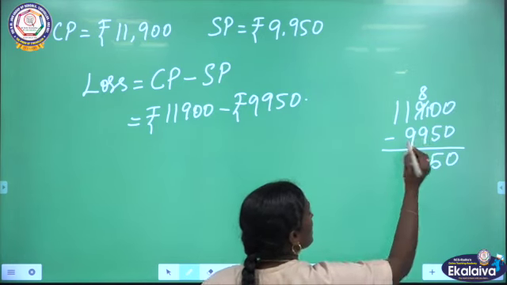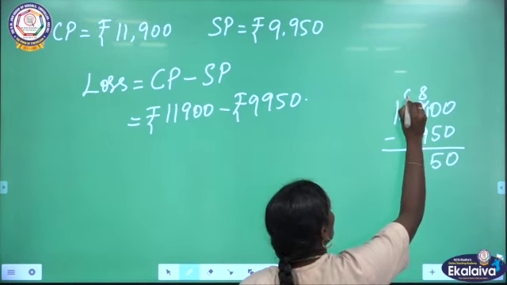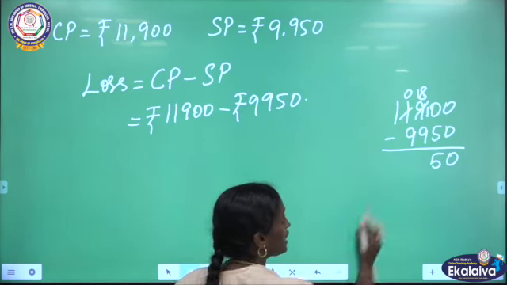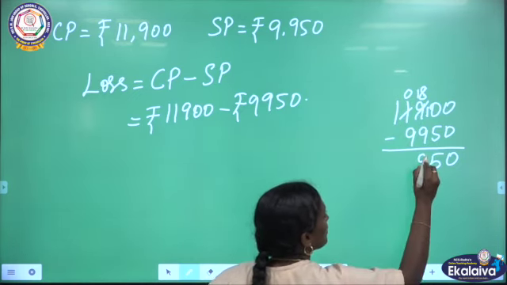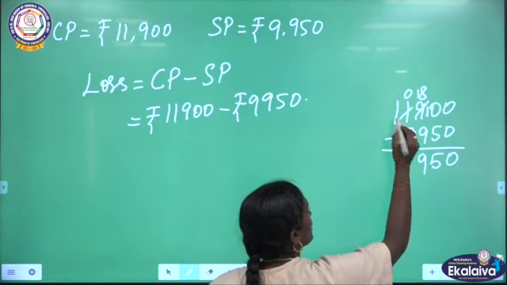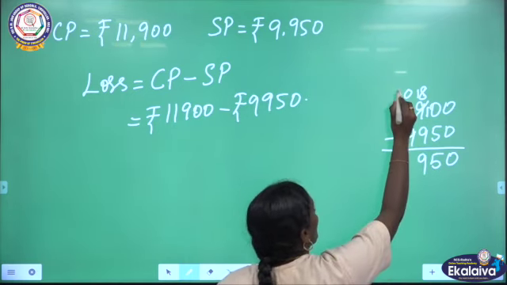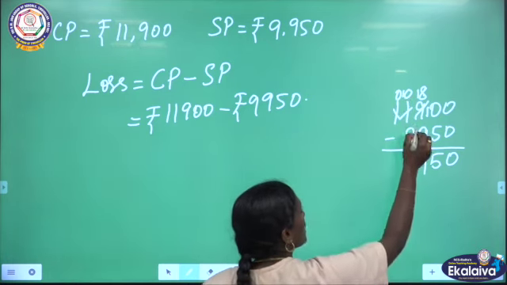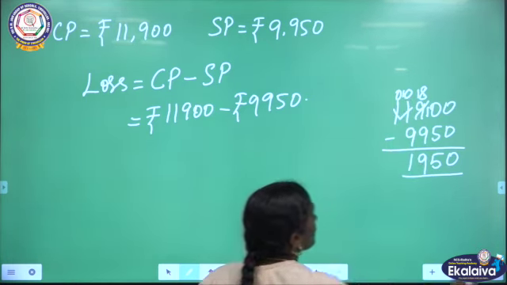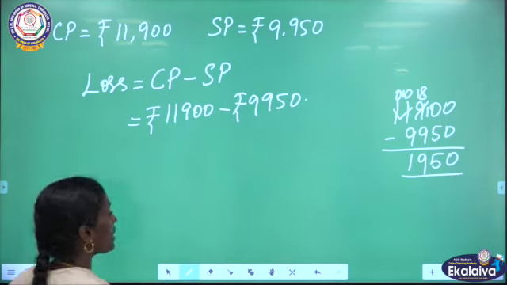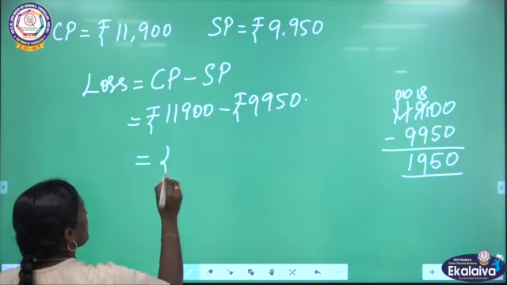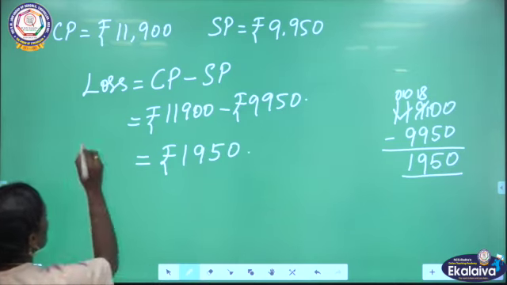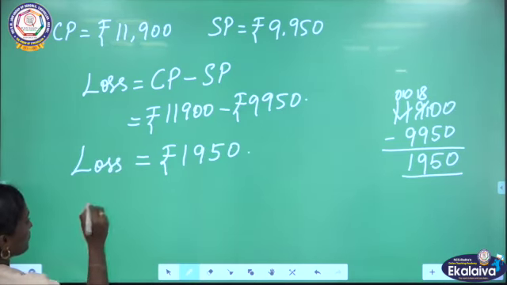Here 8 minus 9 we can't do the subtraction, so we have to borrow from 1. 1 will become 0, 8 will become 18. 18 minus 9, 9. Here 0 minus 9 we can't do, so we have to borrow from 1. 1 will become 0, 0 will become 10. 10 minus 9, 1. So rupees 1950. This is the loss amount.